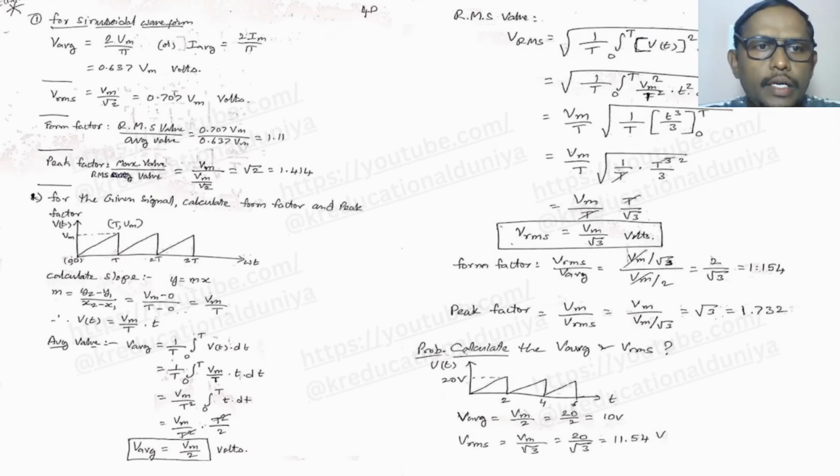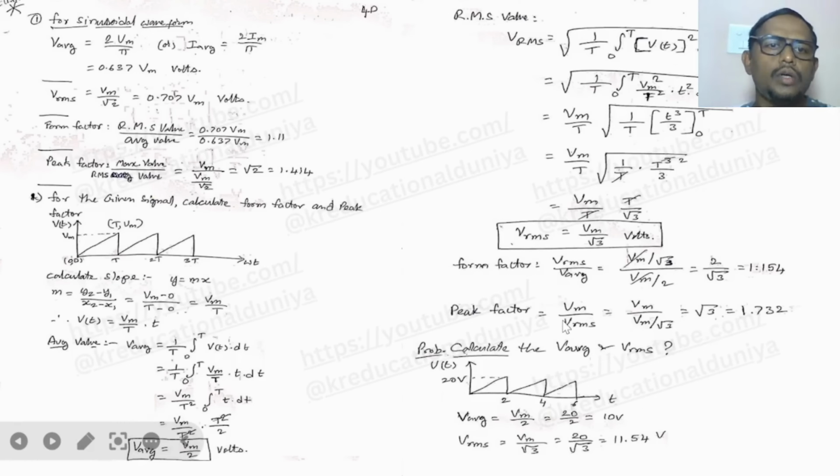calculate the form factor and peak factor. This waveform is called Sawtooth Waveform. Sometimes they will give it to you in the question directly, they will say Sawtooth Waveform. Then you have to draw this diagram on your own. If they have given the diagram, it's enough, that's good. Otherwise you have to remember this. This is called Sawtooth Waveform.